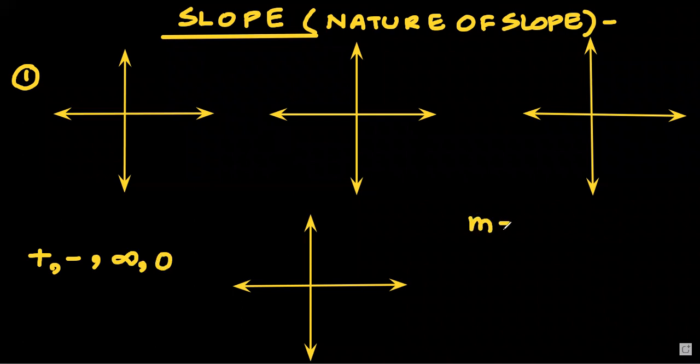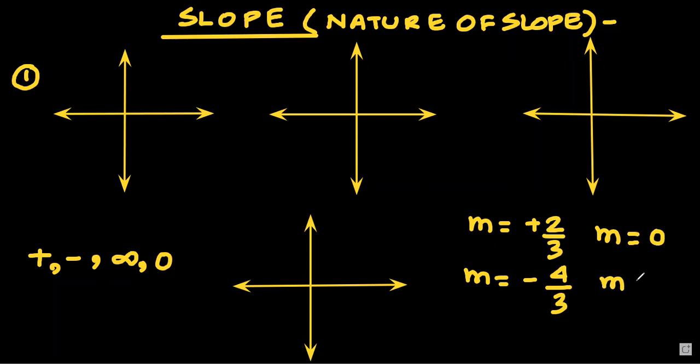So the m value can be a positive value, suppose positive 2/3. The m value can be negative, suppose -4/3. The m value can be 0, right? And the m value can also be undefined or infinity, right? How and what would be the nature of the graph in such cases?